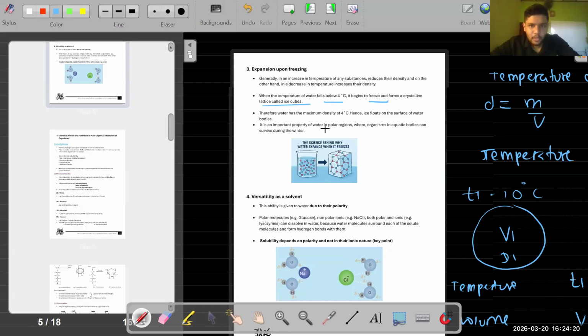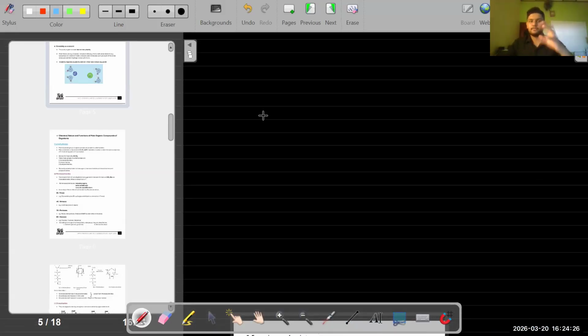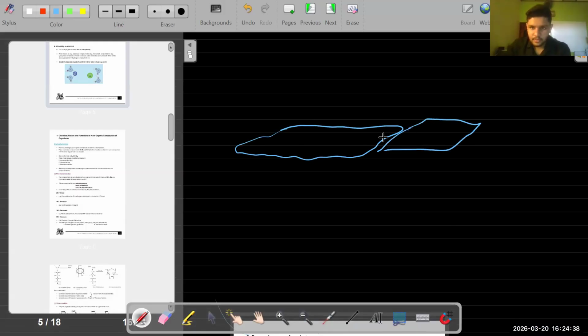Yes. It is an important property in polar regions and aquatic bodies. Why is it important in aquatic bodies? If you see winter areas or aquatic areas where polar bears live, it will look like this. The ice will be located like this, right, and below this only water will be present. Water will be present in this manner, right?